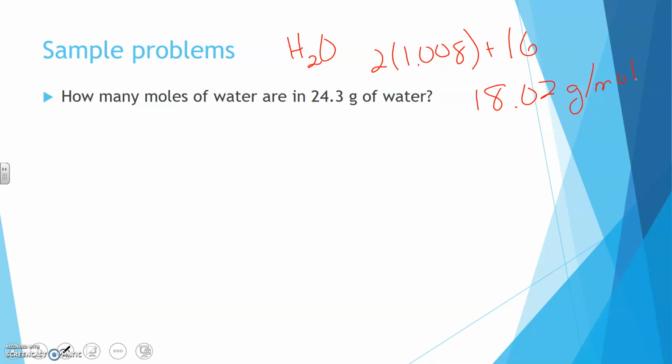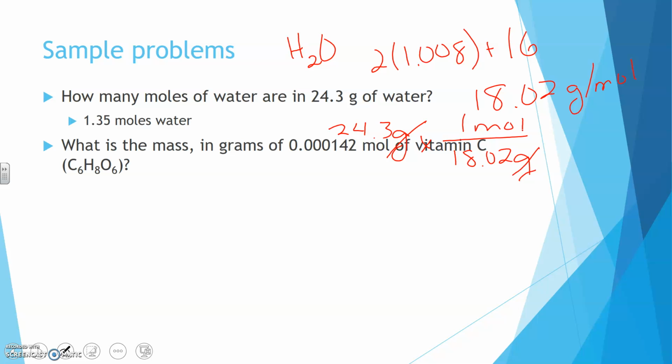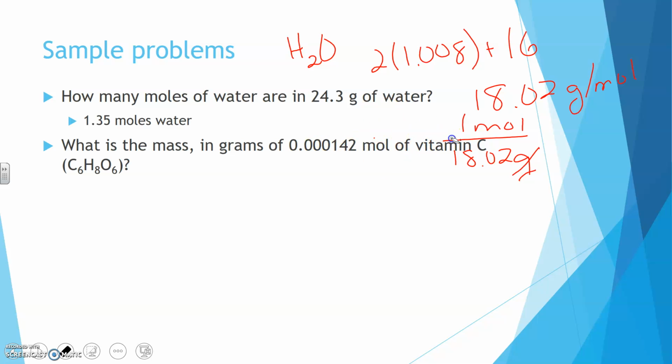Now at this point, it's just like we were doing several slides ago, where you have your grams, so 24.3 grams, and you have your molar mass. Grams need to cancel, so 18.02 will go on the bottom to cancel grams, and then you'll have 1 mole on top. So it's 24.3 divided by 18.02. You end up with 1.35 moles of water.